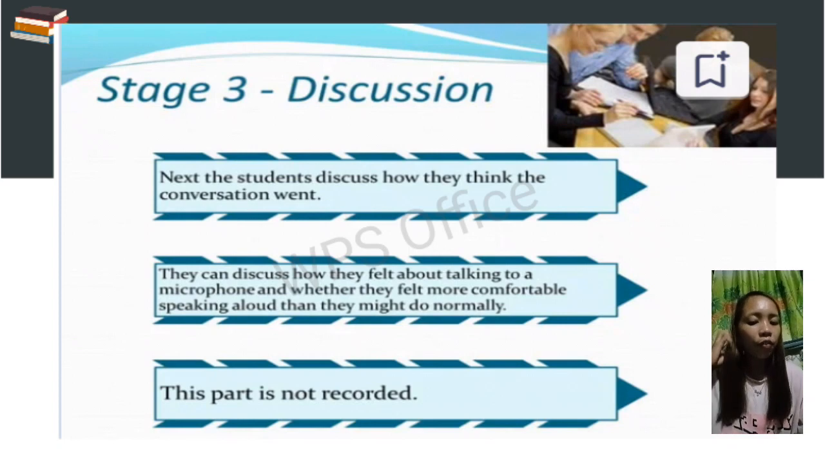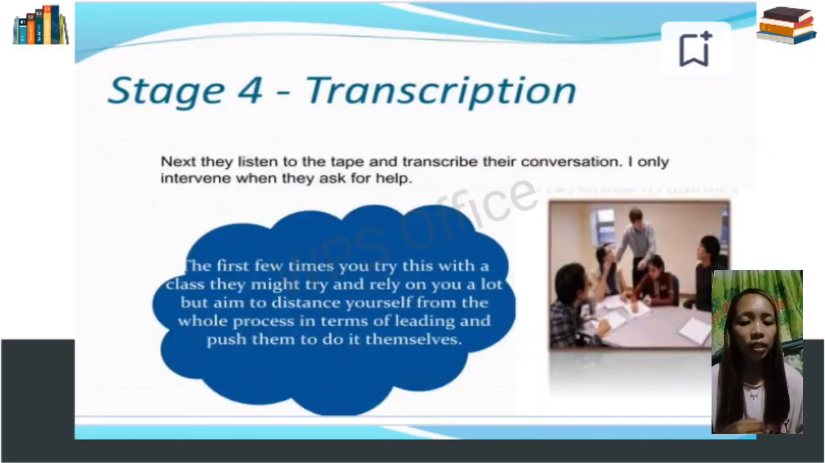So, after recording their conversation, in this stage they are going to discuss how they feel about that activity. In this part, it is not recorded. Next, stage 4, which is the transcription. They listen to the tape and transcribe their conversation.